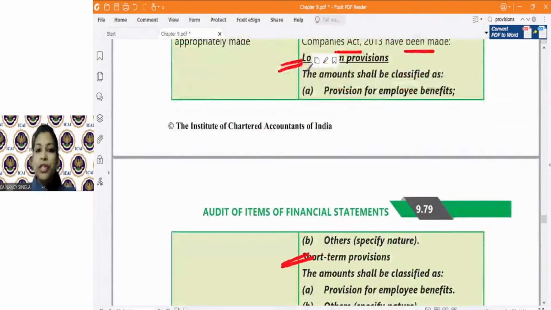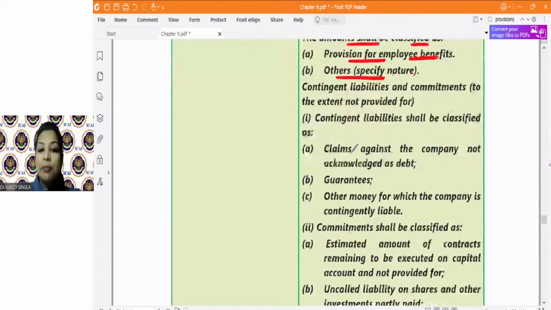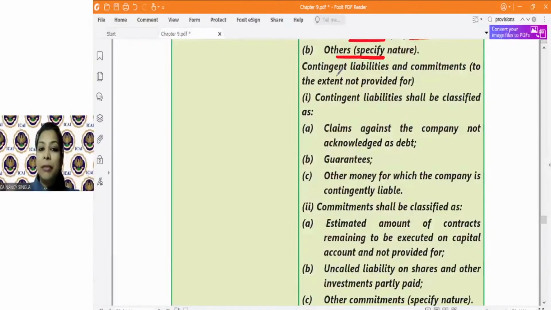So long term provisions, so provisions for employee benefits, like for gratuity, for PF, right? Provisions are being created. Why? Because the exact amount is not known, so for employee benefits and for others specify the nature. Same way with respect to short term also, the amount shall be classified as provision for employee benefits and others. Specify the nature. Simple.